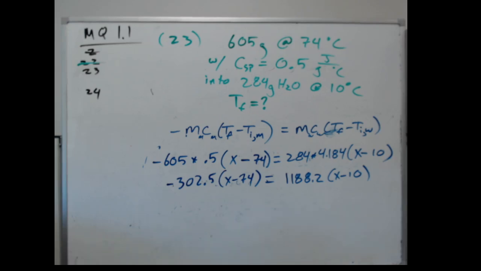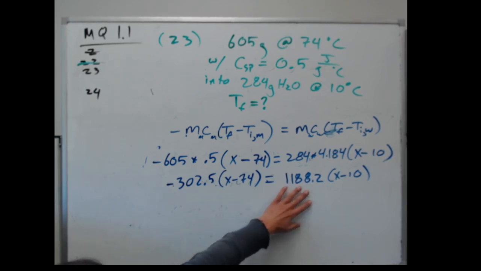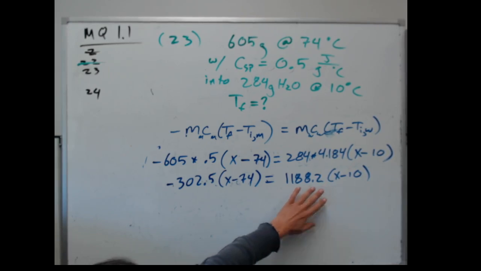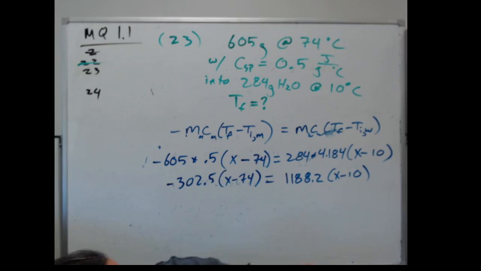Oh, because the masses are different too, that's why. Yeah, so it's about 4 times smaller. So I'm expecting the water to warm up 4 times less than the metal cools off. Before I punch things into the calculator, I always encourage you to get an intuition of what your answer should be, so that if you make a mistake in the calculator, you can be like, oh, that's not what I was expecting.